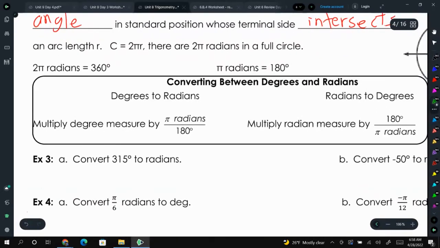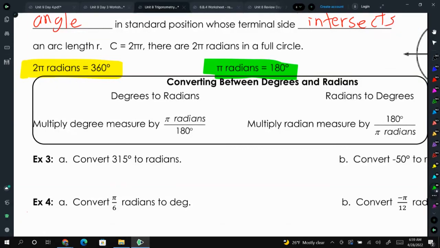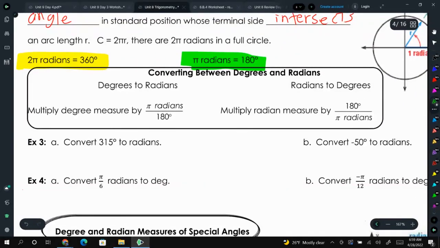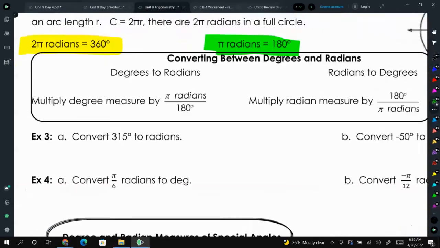To convert between radians and degrees, we have these two formulas. It is important to note that 2 pi is 360 degrees. So when we're doing coterminal angles and we added circles, in radians, we would add or subtract 2 pi. And then pi, just a regular pi radian, is 180 degrees. So to convert between the two, we multiply the degree by pi over 180. That will give us pi radians. So let's do example 3a and b to show you that.